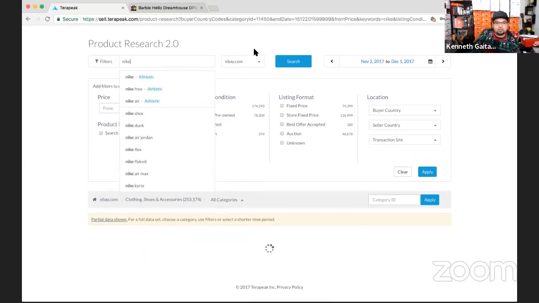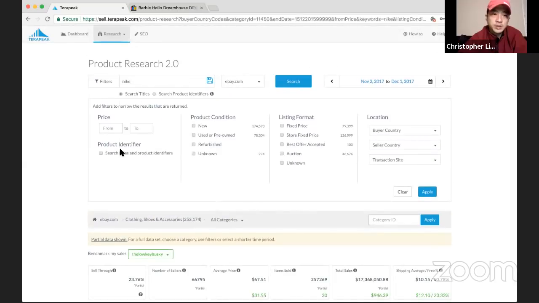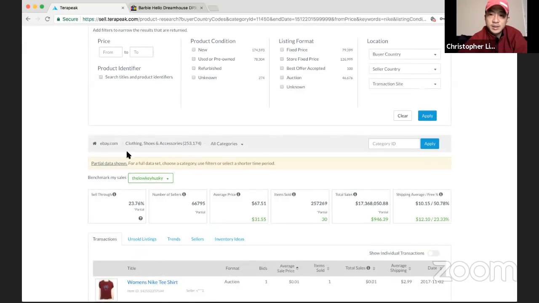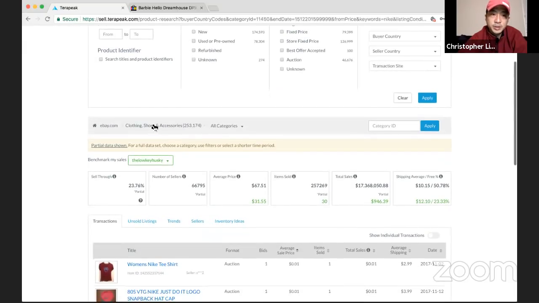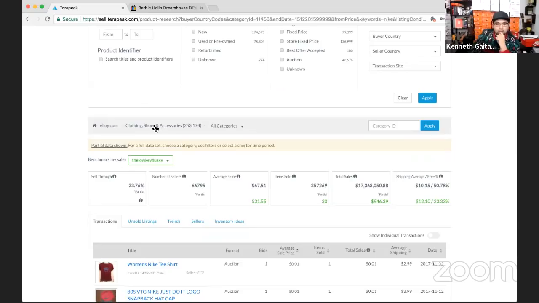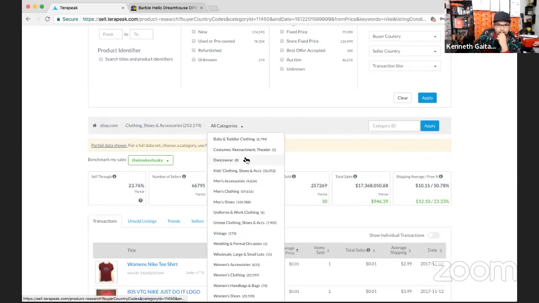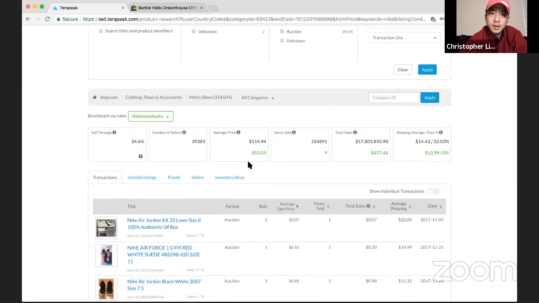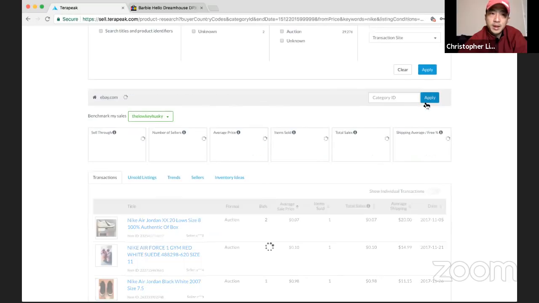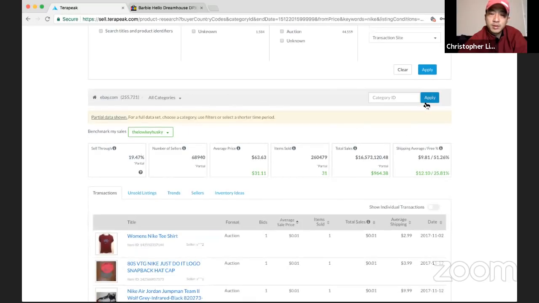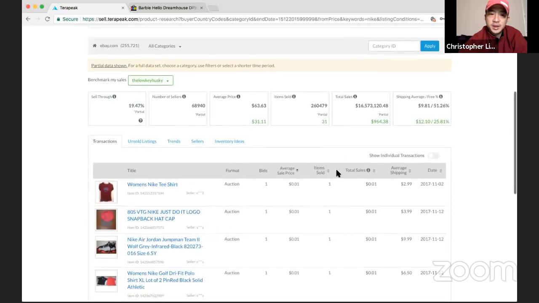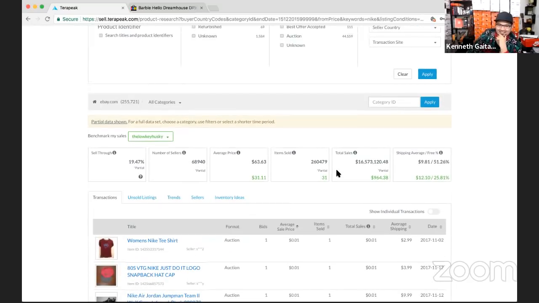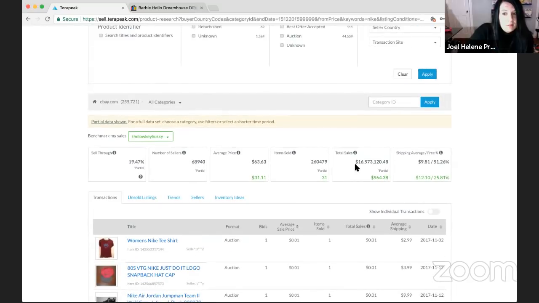So that means it's searching all categories. Okay, so it's searching all categories, 17 million in sales. But we can choose just shoes, right? Right. Drop down. Wait. Right there. Oh, men's shoes, 105,000. Okay. Apply. 16 million. Wow. So mostly shoes? So it's mostly shoes out of the 17 million. Wow. That can't be right.